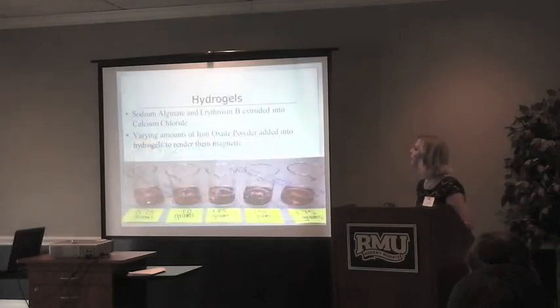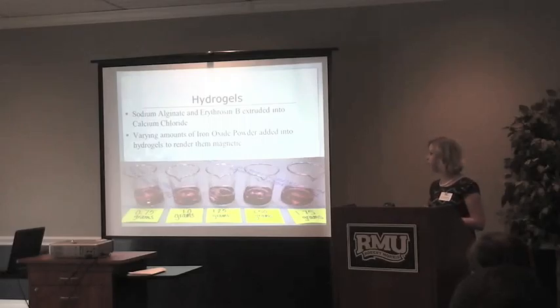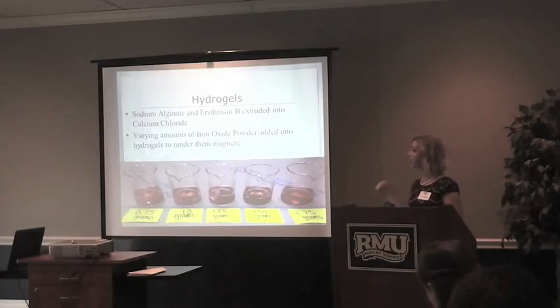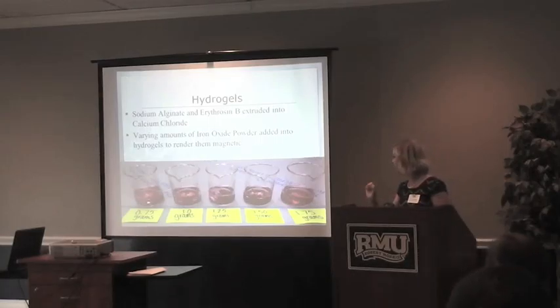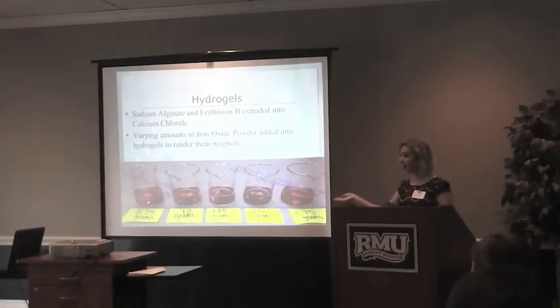The next part of the study dealt with the hydrogels. So sodium alginate is dissolved in erythrosin B, and then also the iron oxide powder was added into that solution. This solution is then drawn up through a blunt tip needle and then extruded into calcium chloride. Now when it's extruded at a constant rate, it creates these little beads. As you can see, the black little beads are the hydrogels. And I added varying amounts of the iron oxide powder in 5 different concentrations, from 0.75 grams all the way up to 1.75 grams.